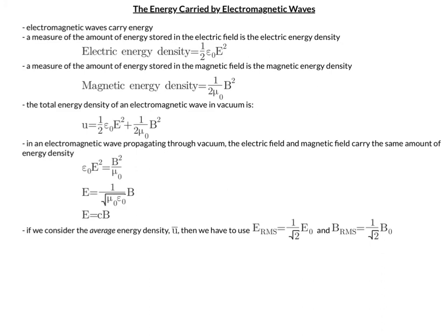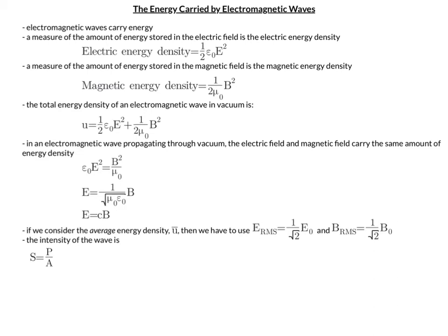Now, if we're considering the average energy density, so this was the total energy density, then we have to use the RMS value for the electric field, which is 1 over square root of 2 times the maximum value of the electric field, the amplitude of it, and the RMS value for the magnetic field, which again is the amplitude of the magnetic field divided by square root of 2.